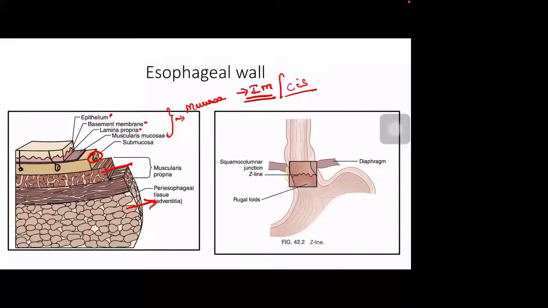And as I said before, the entire esophagus is lined by stratified squamous epithelium. Here it is lined by the stratified squamous epithelium, and as you come towards the squamocolumnar junction, it is replaced by columnar epithelium. So this is the Z line. The Z line is basically where the esophageal epithelium meets the gastric epithelium, and it's usually at the level of the diaphragmatic pinch in the esophagus.